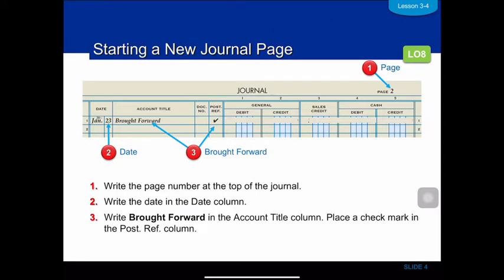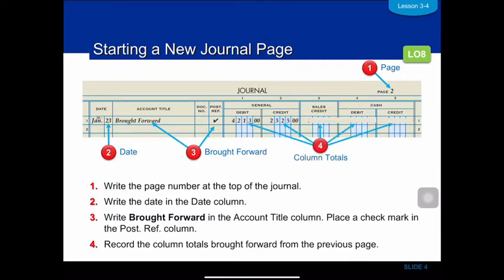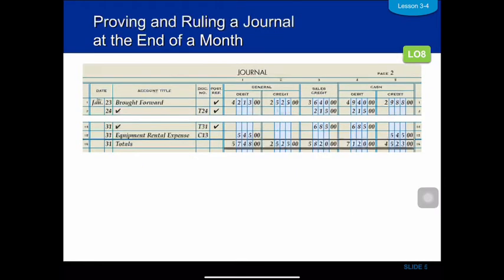So you write brought forward because you're bringing those numbers from the previous page. And then you're going to record the column totals brought forward from the previous page. So you just copy the numbers from the previous page, and you will write them in there. And then you would continue on filling out your journal from page 2.